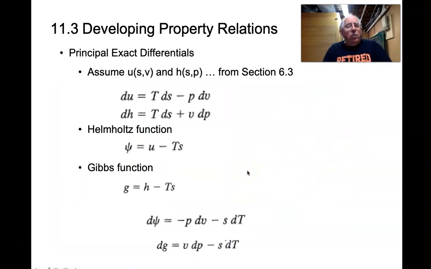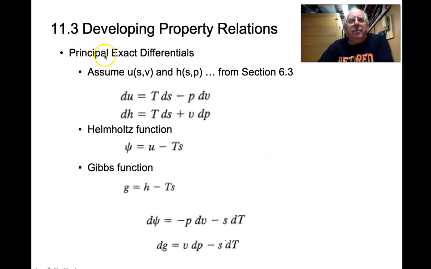Okay, so now with that understanding, we can look at various other properties and use this concept of the exact differential to our benefit.